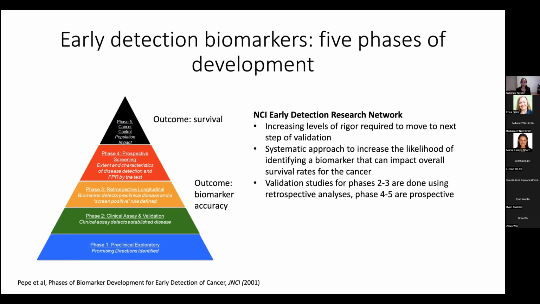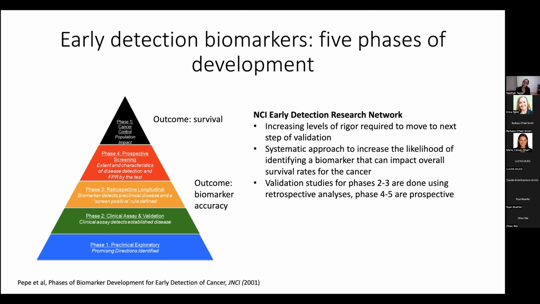So you're increasing the number of patients, you're increasing the cost of these studies, but you're also increasing the rigor, because now you're saying not only can this biomarker detect disease, it can detect disease in a preclinical status. So this is getting closer to its intended use. The intended use of an early detection biomarker is to detect preclinical disease.